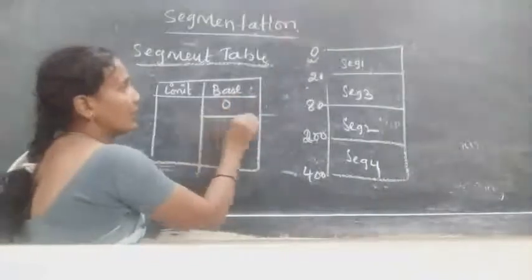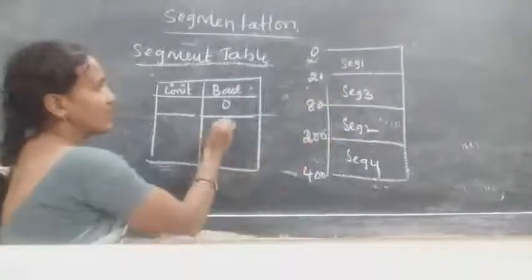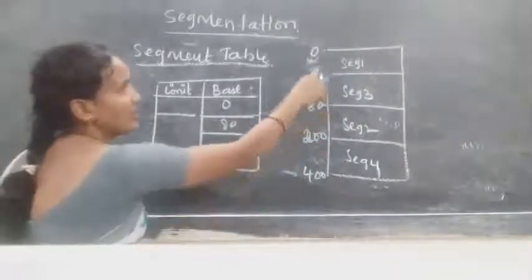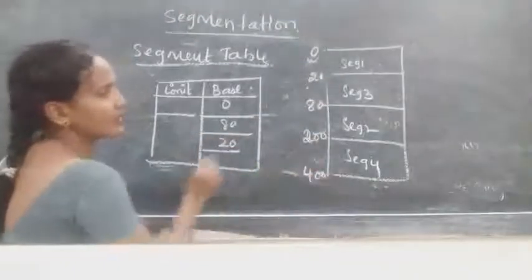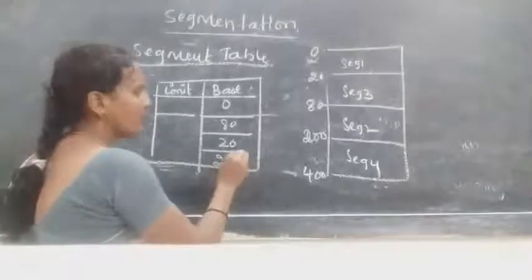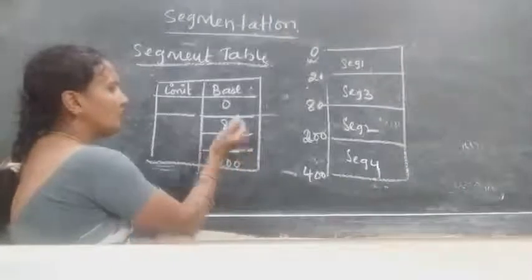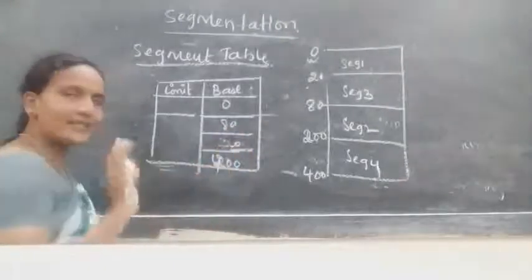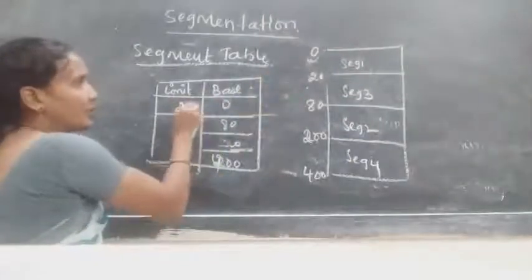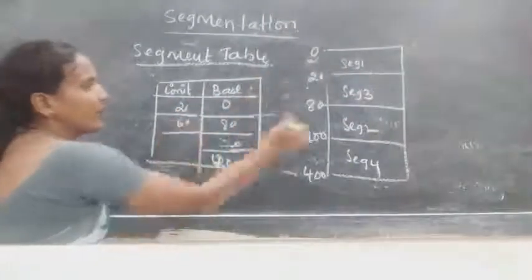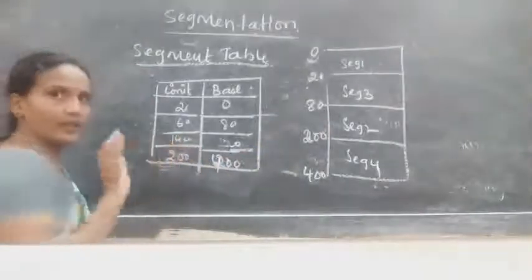Example: segment 1 base is 0. Next, segment 2 base address is 80, segment 3 base address is 200, and segment 4 base address is 400. So what about the limit? The limit of the first is 20, the next limit is 60, the next limit is 140, and the next limit is 200.